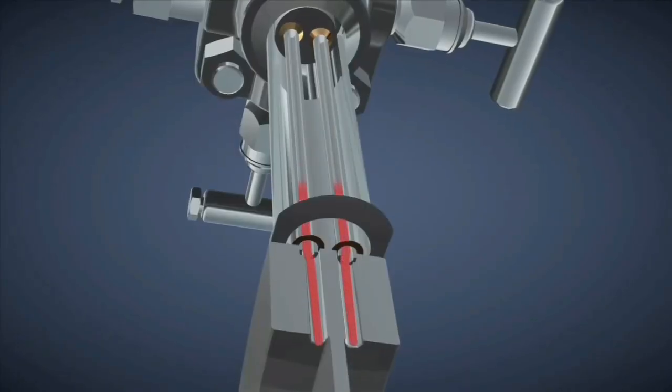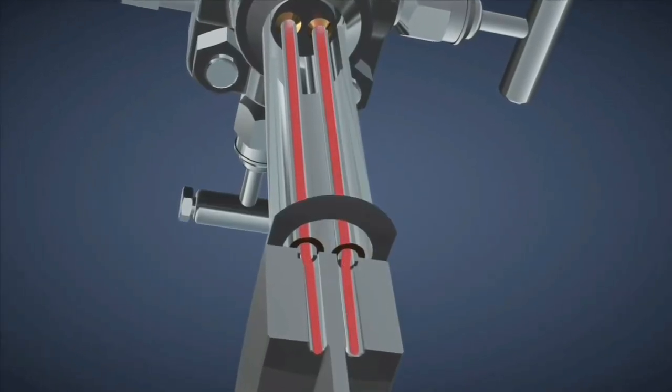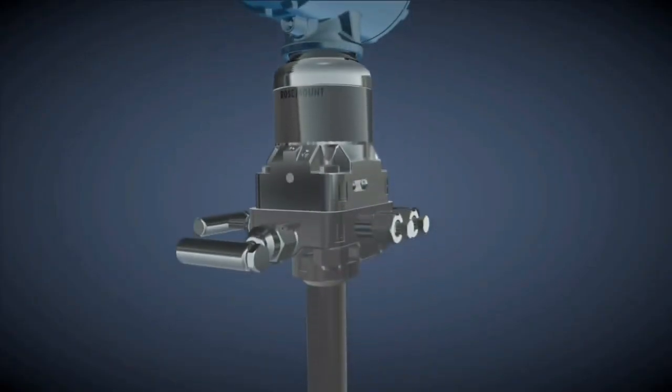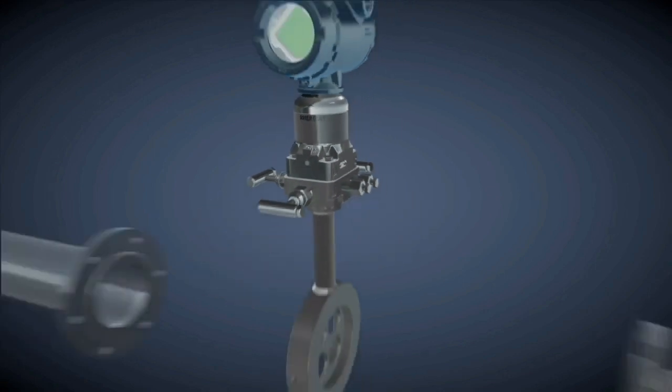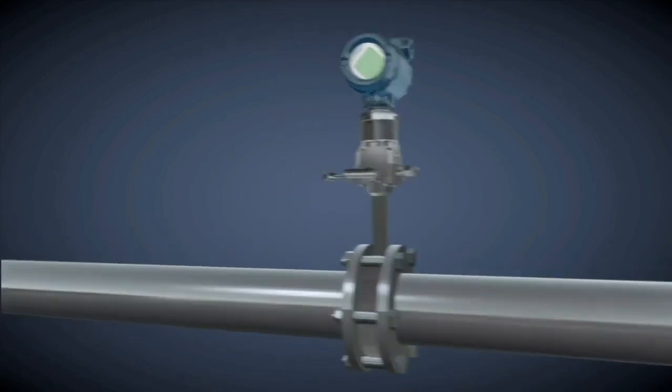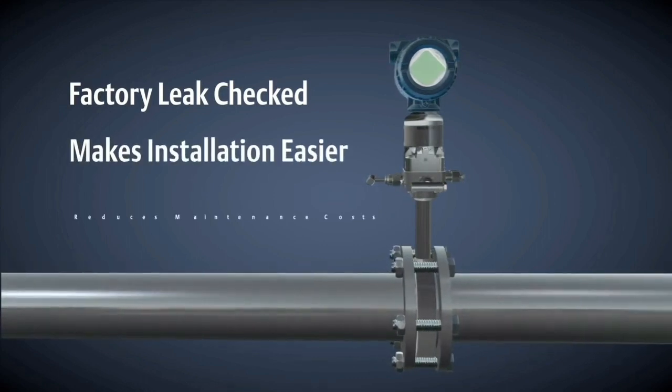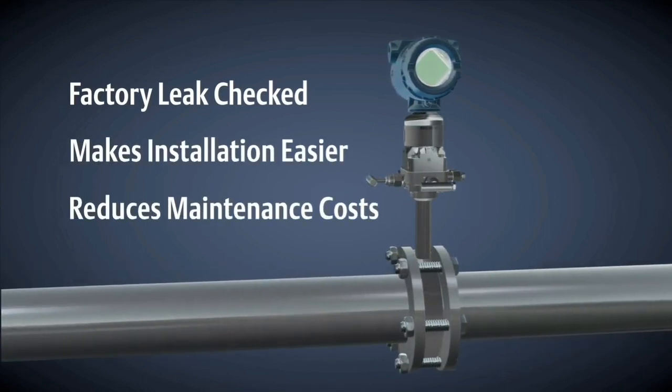Now, with new and improved primary elements, the impulse piping is built into the primary element. This allows the transmitter to be directly mounted to the isolate and equalize valves, resulting in an integrated flow meter. The built-in piping is factory leak checked, makes installation easier, and reduces maintenance costs.